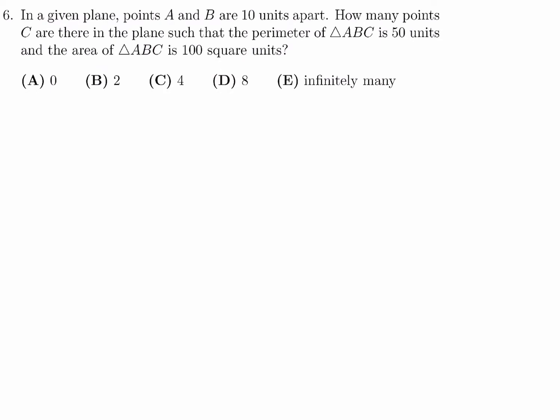In a given plane, points A and B are 10 units apart. How many points C are there in the plane such that the perimeter of ABC is 50 units and the area is 100? Let's draw a diagram. So let's say this is A and this is B, and say this is 10 units. And now I have to draw the other two sides, so I'll just call them x and y.